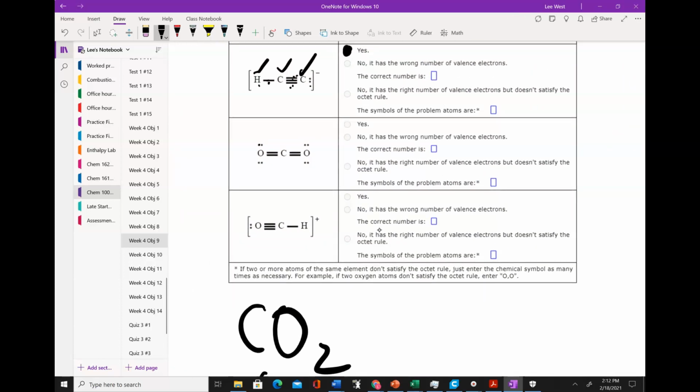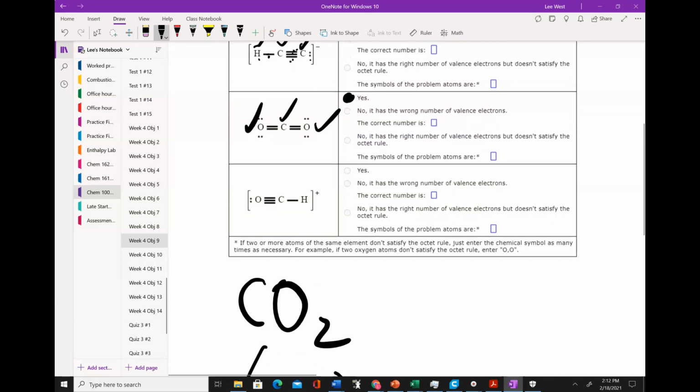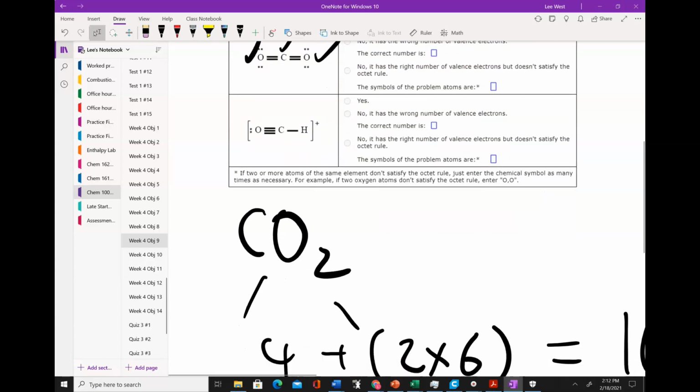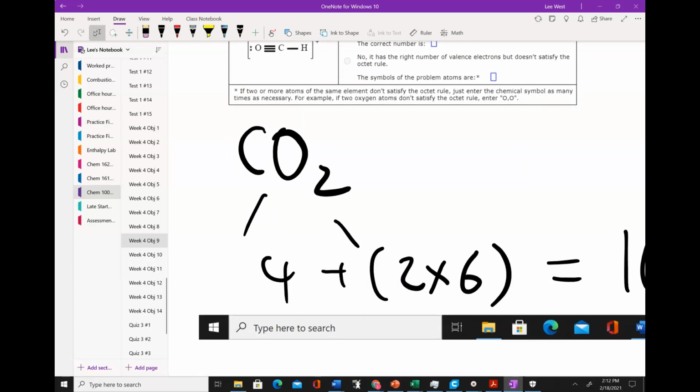So 2, 4, 6, 8, the oxygen on the end there is good. Now we're going to do the carbon in the middle. 2, 4, 6, 8, the carbon in the middle is good, and then the oxygen on the end, 2, 4, 6, 8, it is good. So that is a good Lewis structure. Okay, so that was kind of easy. We haven't found any bad ones, so we don't have to explain what's bad about it.